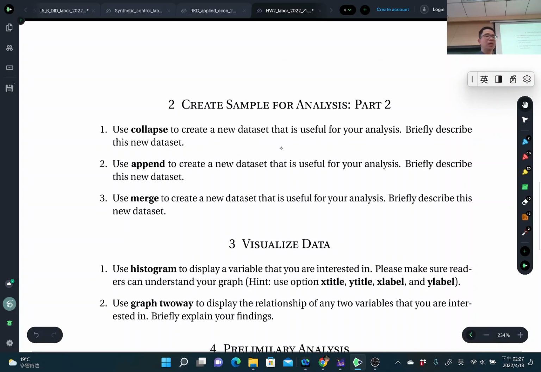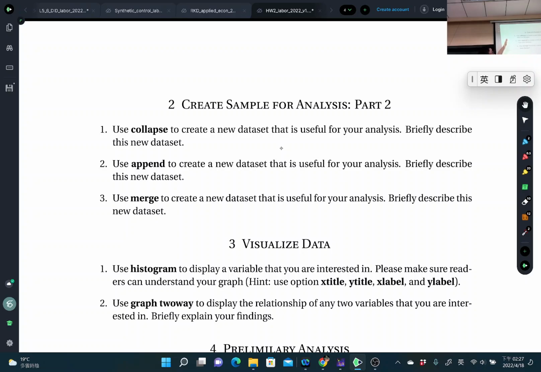And the second question is to help you practice the commands. You will learn several commands from the video that I think are quite important for data management. For example, the collapse command will help you create data from the individual level to some aggregate level.